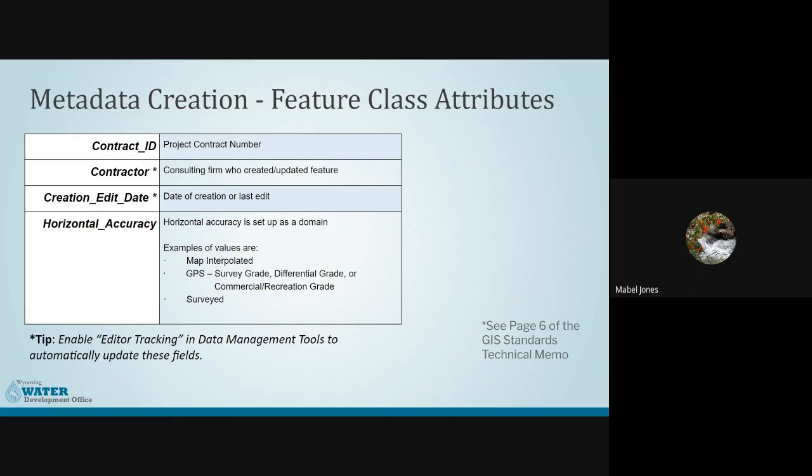Creation edit date. So the creator will first populate this field for each new record. If at a later date someone makes a change to an individual feature, then they will change this field to reflect the edit date for the new condition. So horizontal accuracy is a coded domain, so be sure to review the tech memo for which code is appropriate for each feature. We have had some questions about these categories, specifically the accuracy assigned to each one.